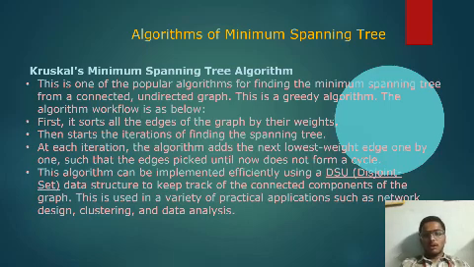First, it sorts all the edges of the graph by their weights. Then it starts the iterations of finding the spanning tree. At each iteration, the algorithm adds the next lowest weight edge one by one, such that the edges picked until now do not form a cycle.